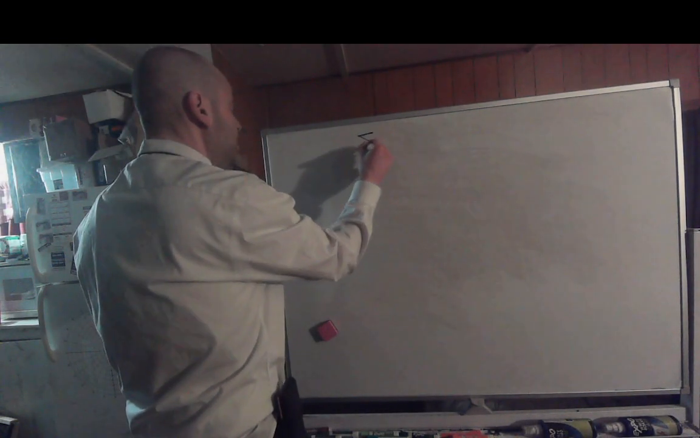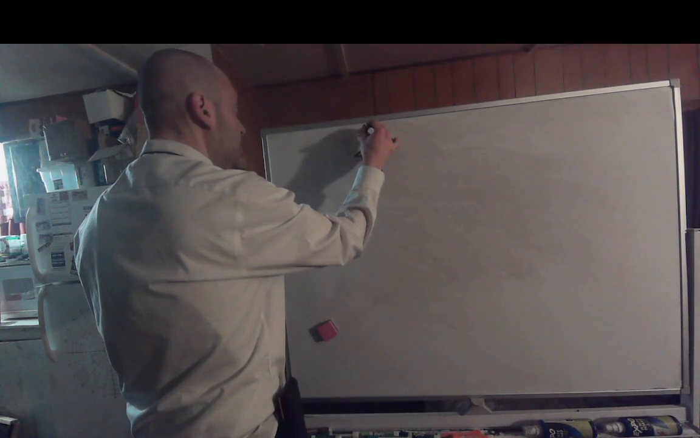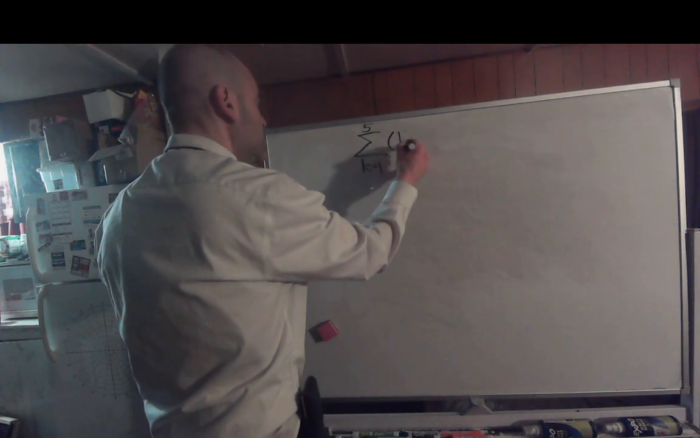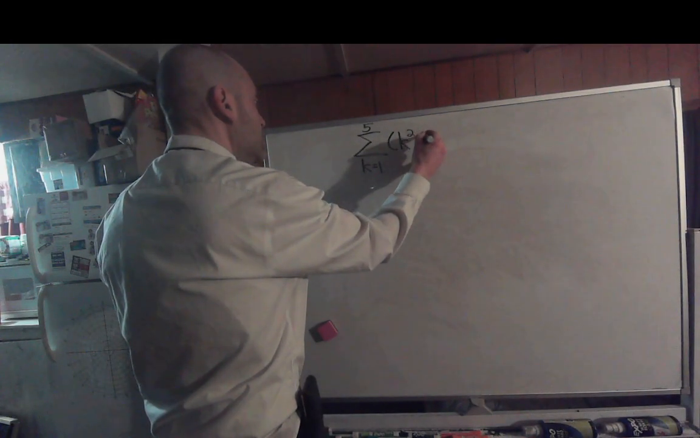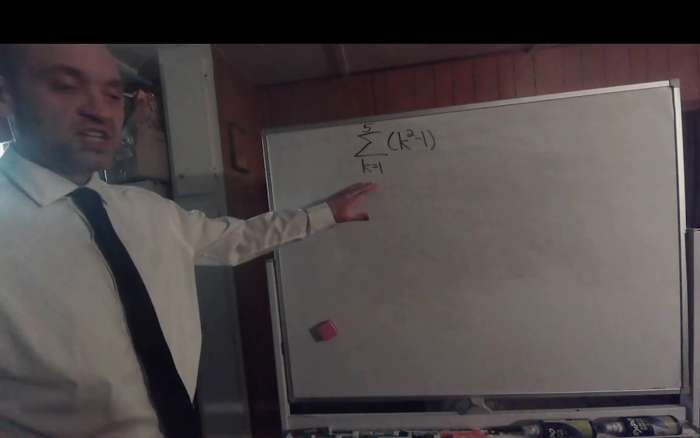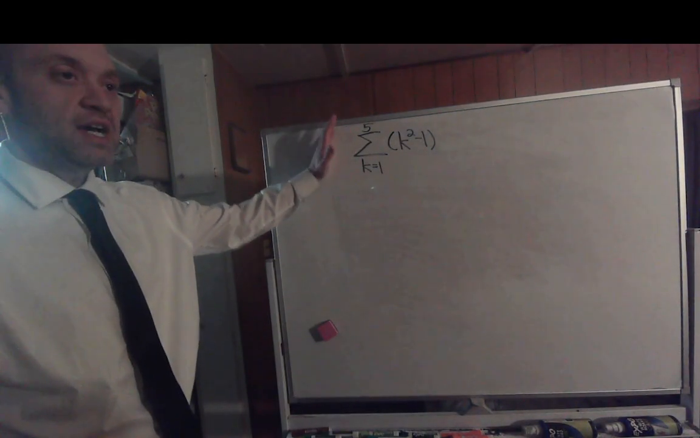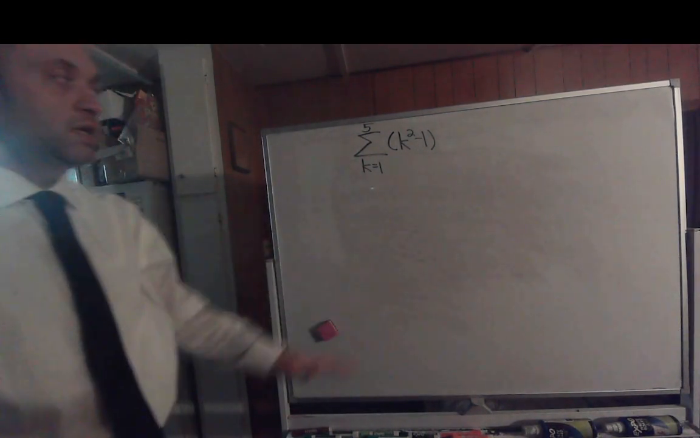You also may sometimes see k. They will sometimes use k. So you have the sum from the start of the summation where k equals 1 to the upper limit of summation, which is 5, of k squared minus 1.